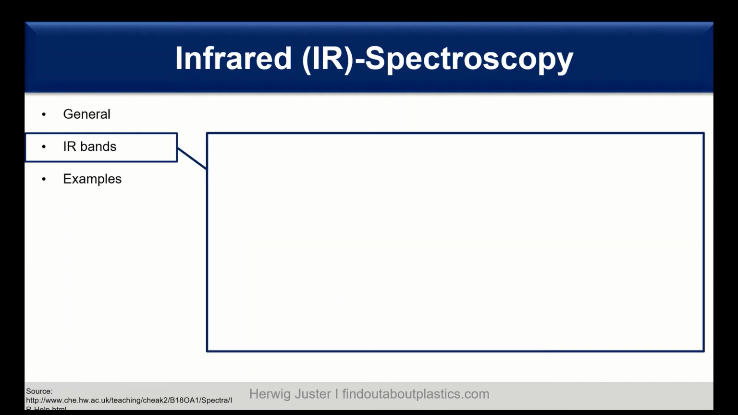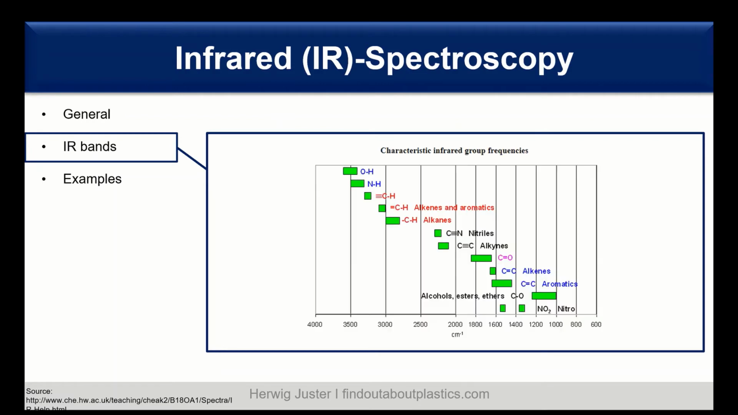Okay, so let's have a look at the infrared bands in detail. So you can imagine it looks like this. So we have here the different wavelengths and the different chemical compounds. So for example, alkenes and aromatics are in the range of 3000, and when you look at alkanes, they're activated at around 1600. So this already gives us some information about what is in this plastic compound.